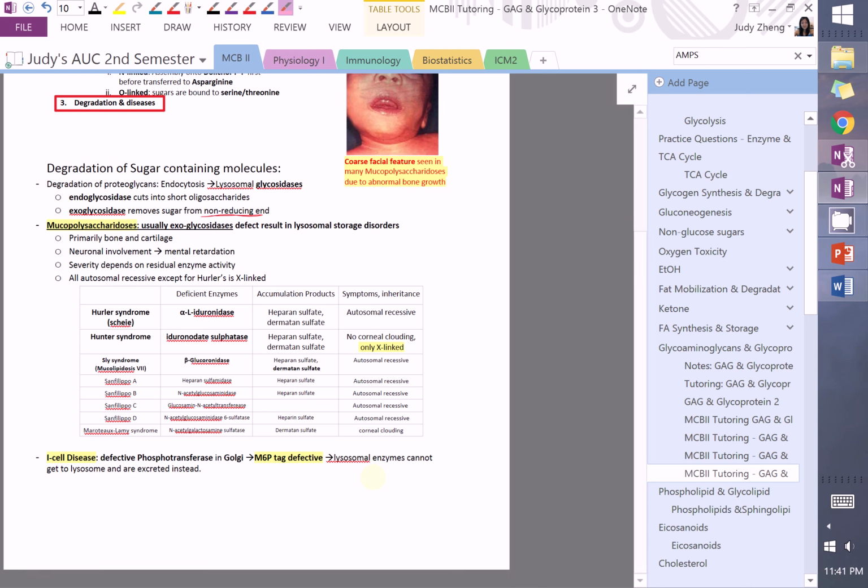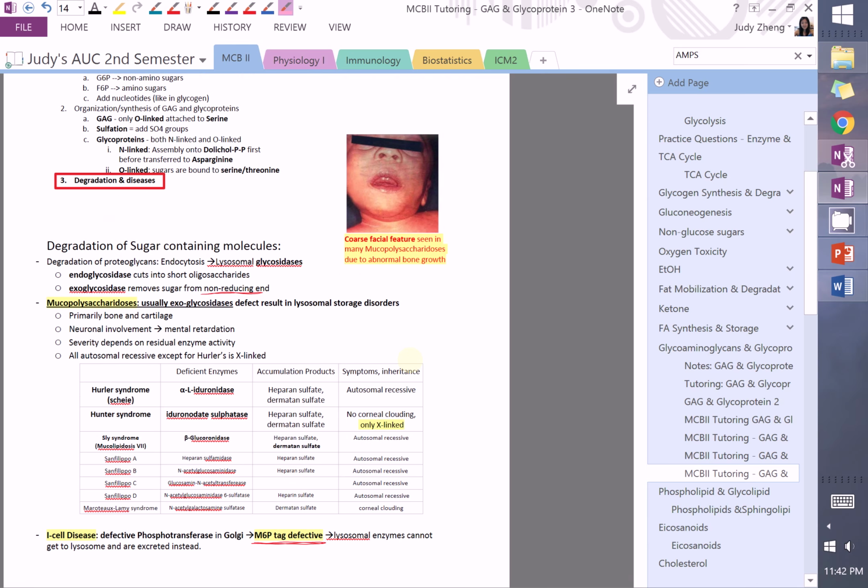The worst one is I-cell disease, and that's a defect of the M6P tag. That's a tag that will allow something to be transported to the lysosome. So without that tag, all the lysosomal enzymes will not get to the lysosome. So the lysosomes basically are not functional. Things that need to be degraded will go there, but then nothing can degrade them, so they'll just accumulate.